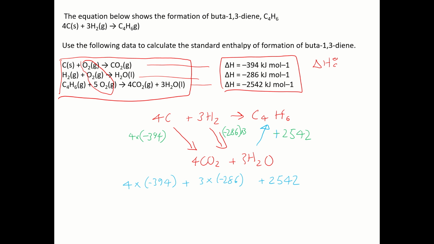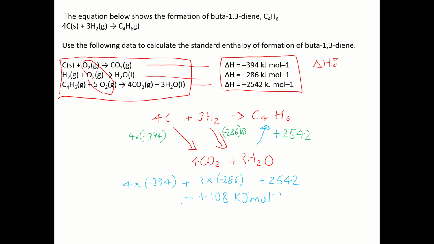Now, if we do this in a calculator, you'll see you will get a value. I'm just going to calculate this now, so I'm putting it in the calculator, and this gives you guys an opportunity to also have a try. So 4 times minus 394 equals, plus 3 times minus 286 equals, plus 2542, which equals, the value is plus 108 kilojoules per mole. Okay, and that's endothermic.